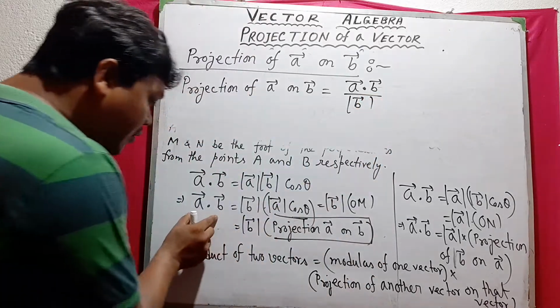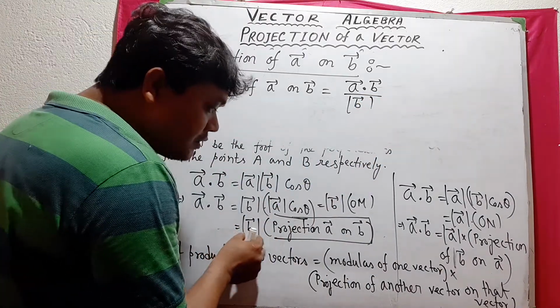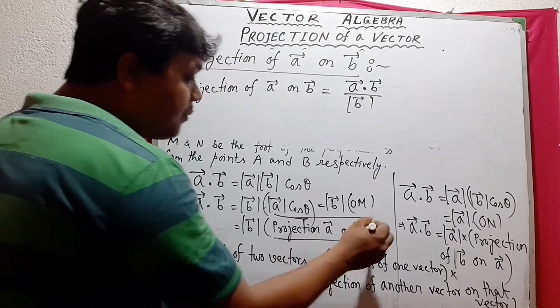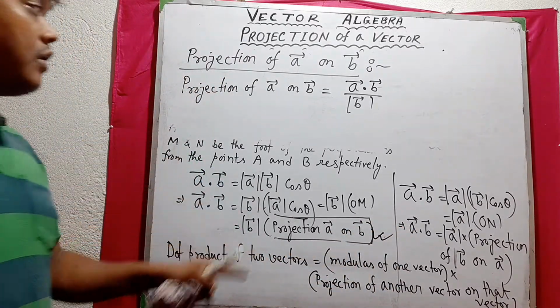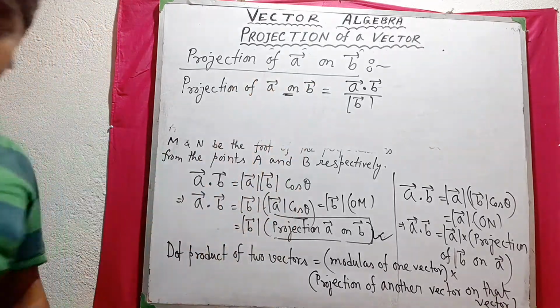This is a scalar quantity, this is mod b, a scalar quantity. So the projection of a on b, from this equation you can say that the projection of a on b equals a dot b by mod b.